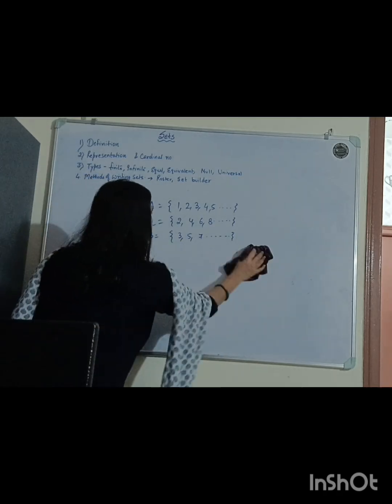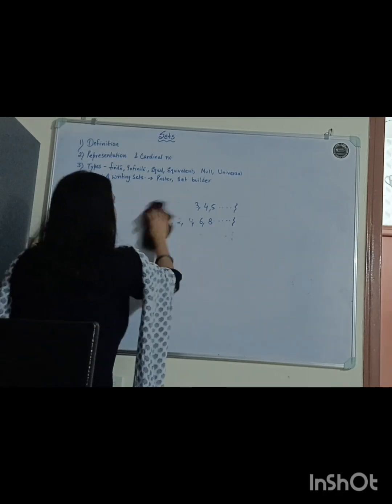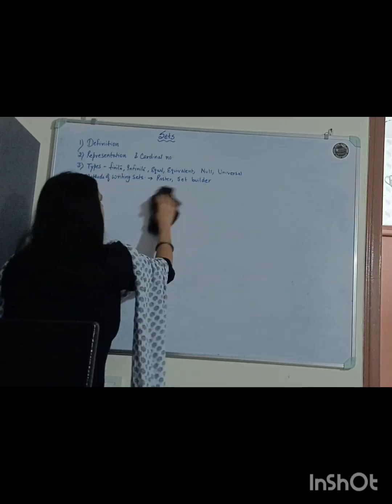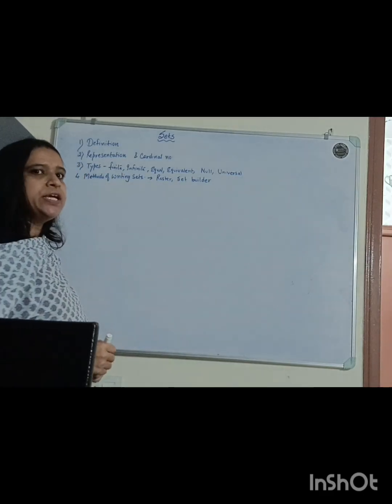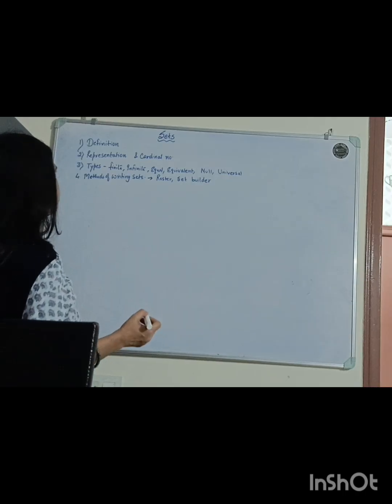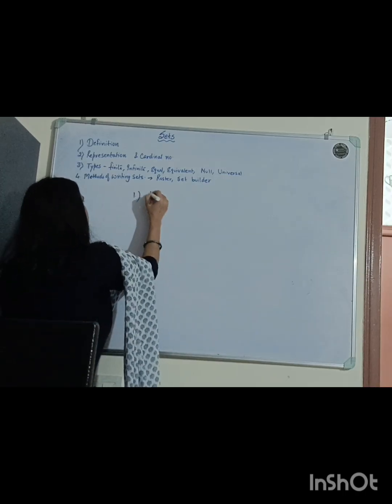So in the roster method, we are simply writing the elements of the set, the identities or the members, whatever you can say, putting them inside curly brackets. This method is called the roster method.